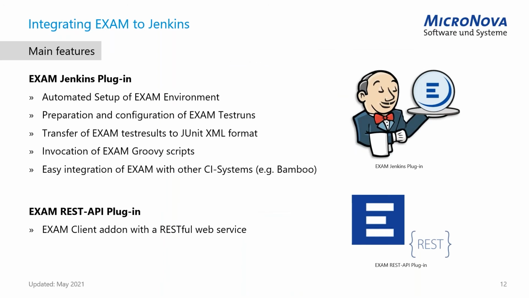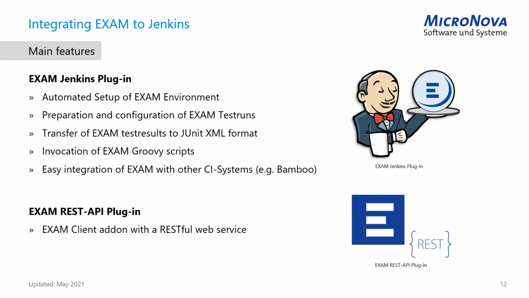So let's summarize again the main features of the XM Jenkins plugin. At first, you have an automated setup of the XM environment because of the interaction between the XM Jenkins plugin and the REST API plugin. So you can also install the XM client itself on your test slaves, and additionally the Python environment that is required for your test execution.